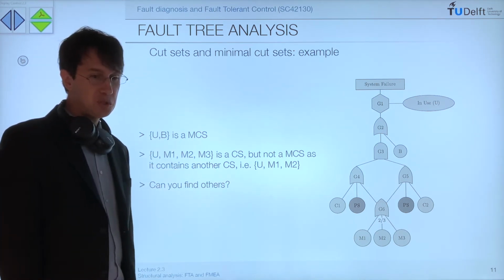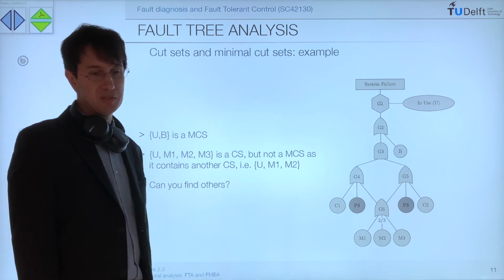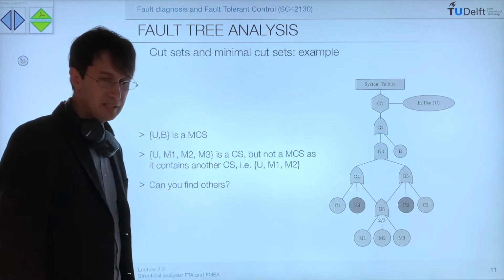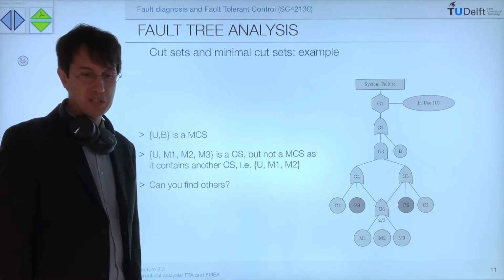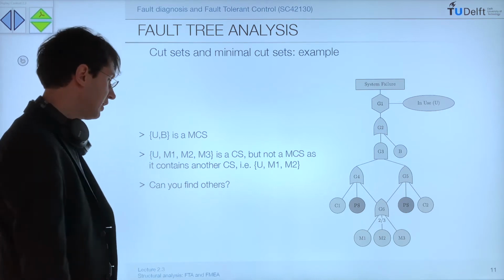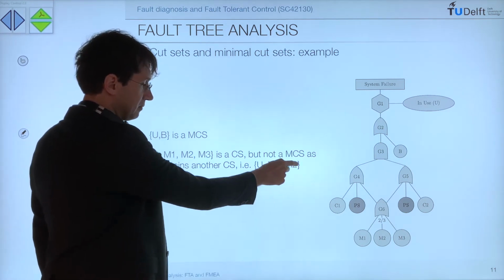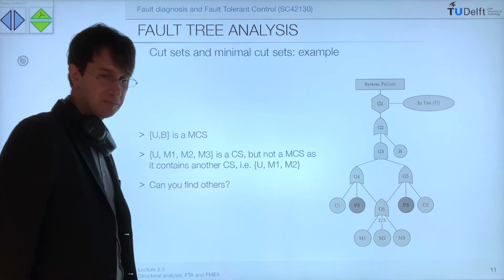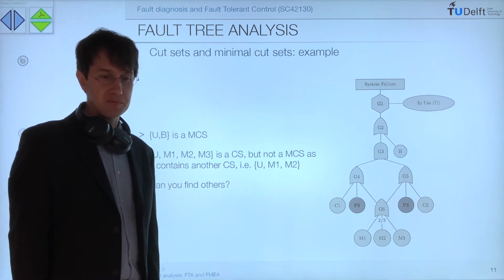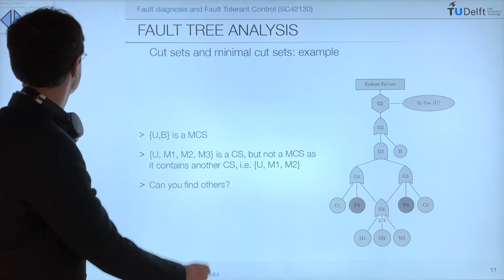If two memory units anyway are not working, the entire memory subsystem is not working. So having a cut set with all the three is too much. We know that it is enough to have two memory units not working. So indeed, a minimum cut set is this one, U, M1, and M2. So you can try to find other cut sets and minimum cut sets in this example to try to get a better grasp of the concept.